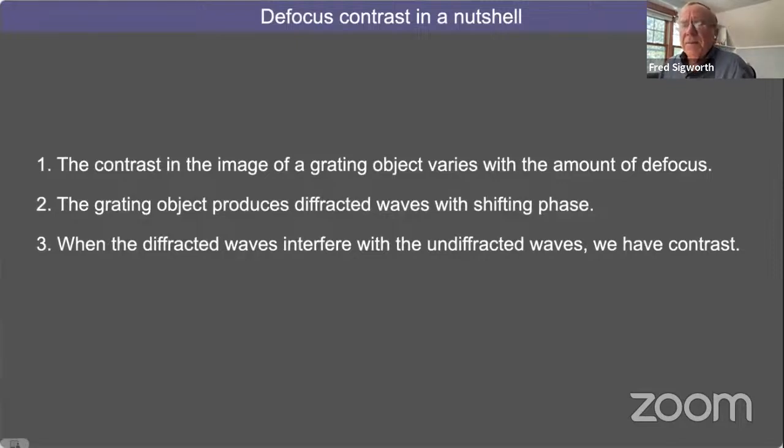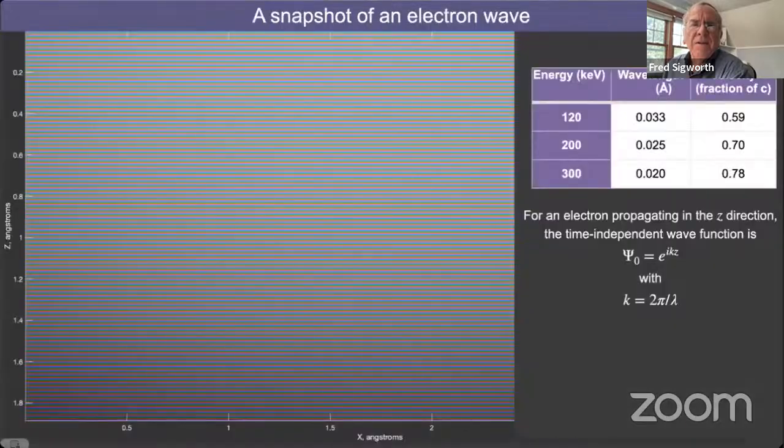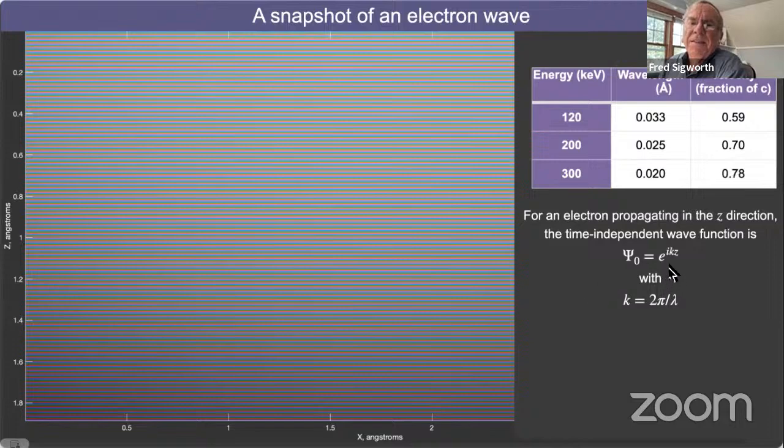So we want to understand how it is that we get an image in the first place, and what's happening when we defocus. Electron waves have short wavelengths. At 300 keV, it's about 2 picometers, but those electrons are going really fast. Physicists would write the wave function of an electron wave as e to the ikz. Here's our complex exponential. It just says the electron wave is represented by one of these complex exponentials, where it repeats every, let's say, 2 picometers.